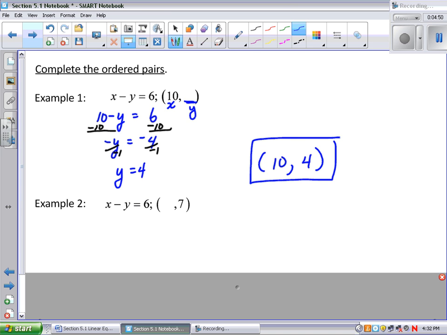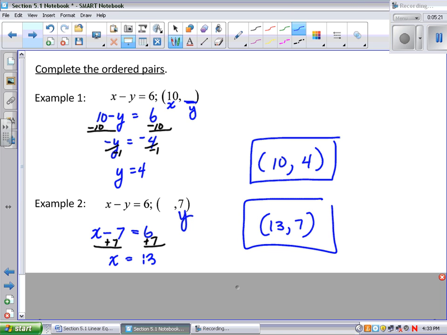Let's do another example. We have the same equation here, except this time they've given us a y value to start with. If I do x minus, I'm going to substitute 7 in for y, equals 6. Here to solve, I need to add 7 to both sides so that I get x by itself, and I have that x equals 13. So my answer here would be the point 13 comma 7, final answer.